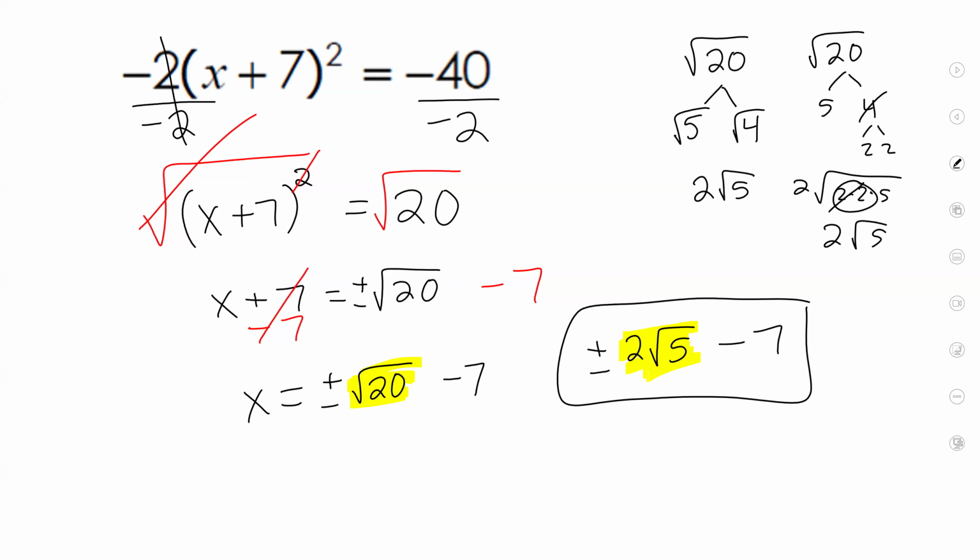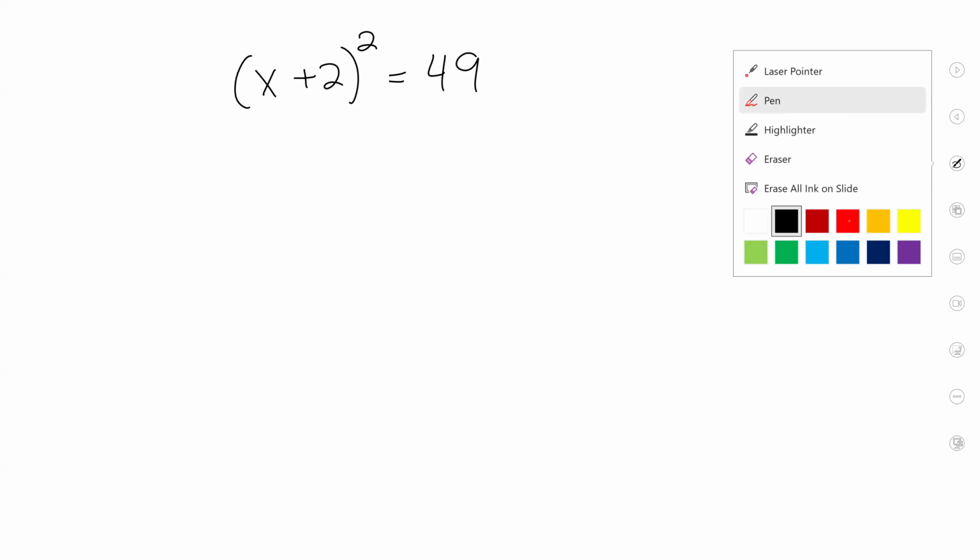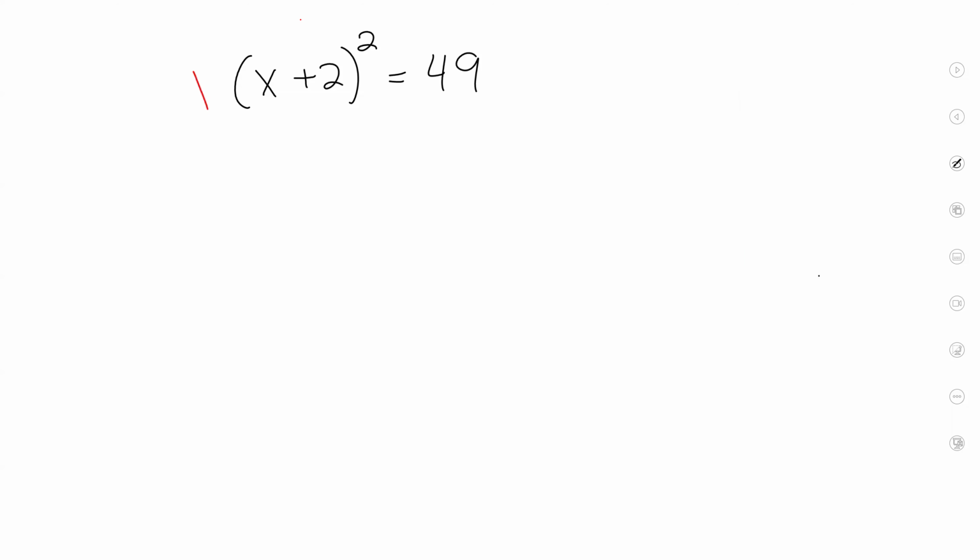All right, I want you guys to try number 22. Okay, so first, you square root both sides. I'm left with x plus 2 equals, what's the square root of 49? Yes, it can also be a -7. So I'm going to put plus 7 or -7. And then from here, you subtract 2.